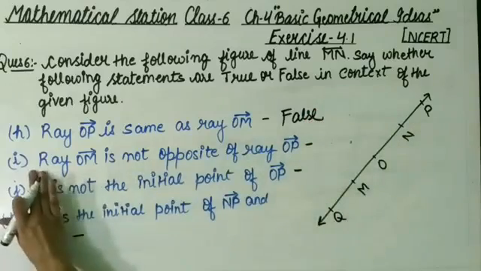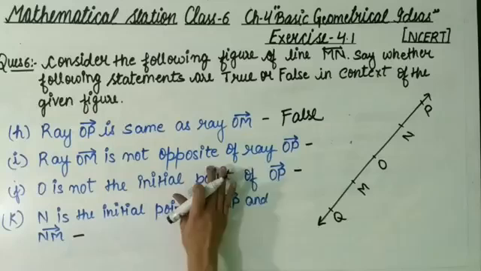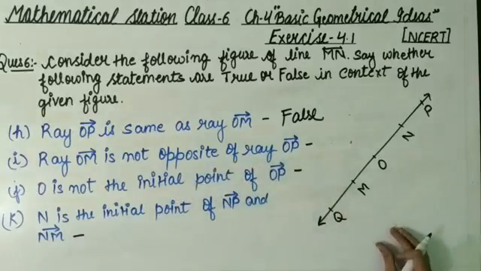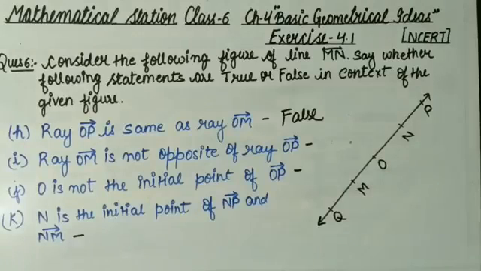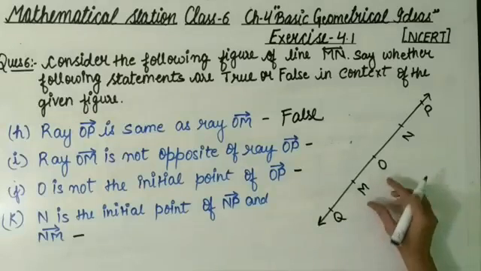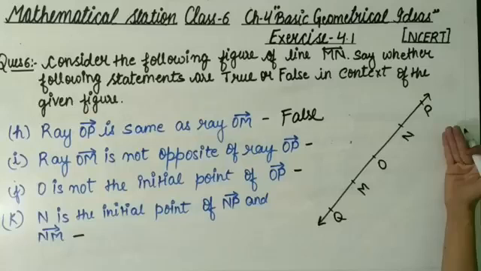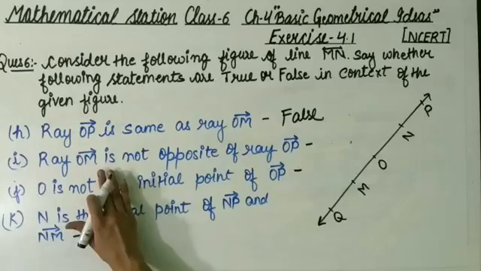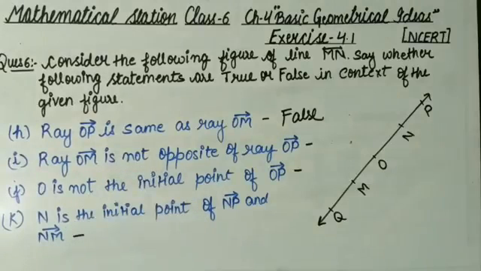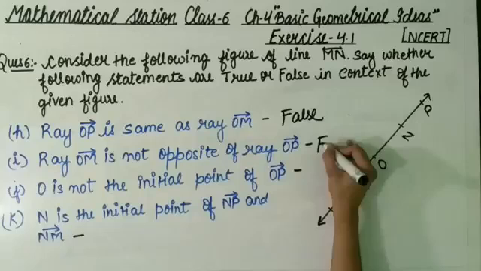Next is: ray OM is not opposite of ray OP. If we see them, both OP and OM are on opposite sides of each other. One is on the left side and another on the right side. So this statement is wrong. So we will write false.